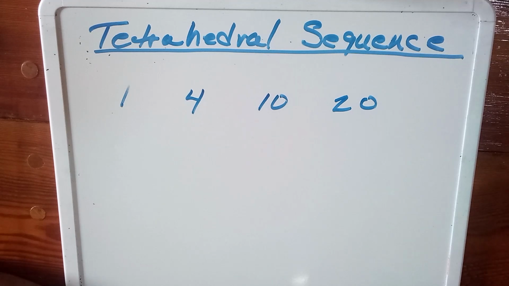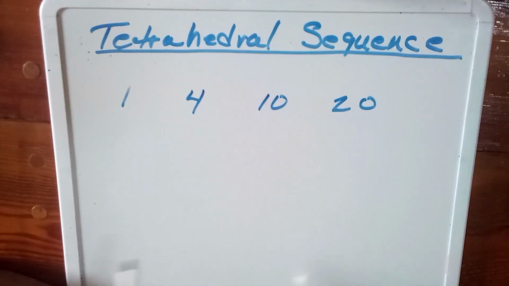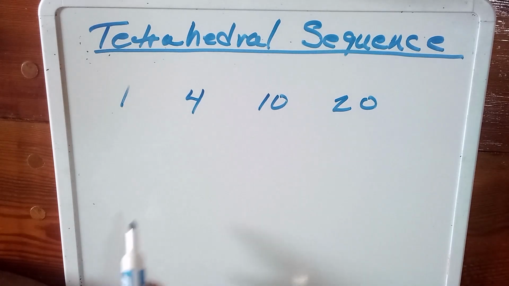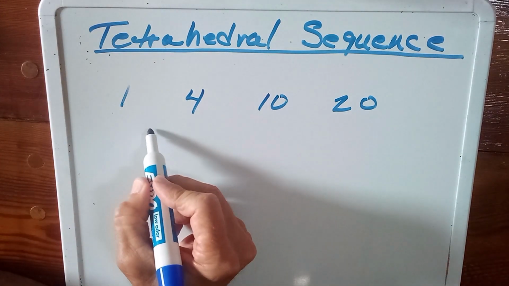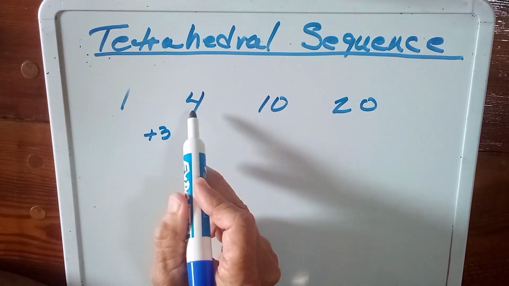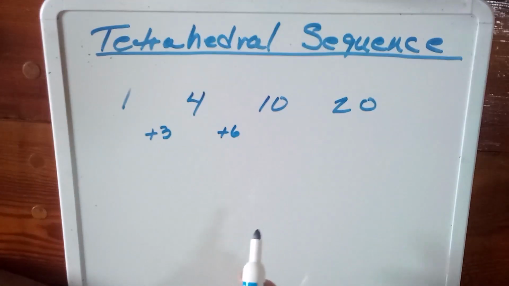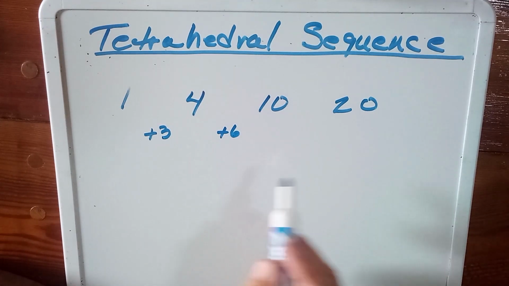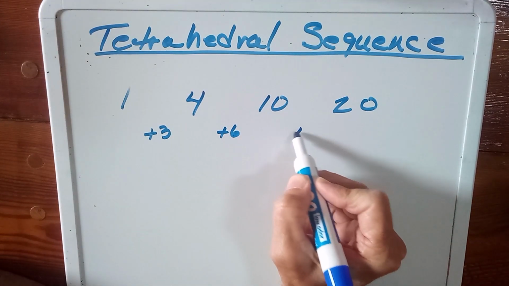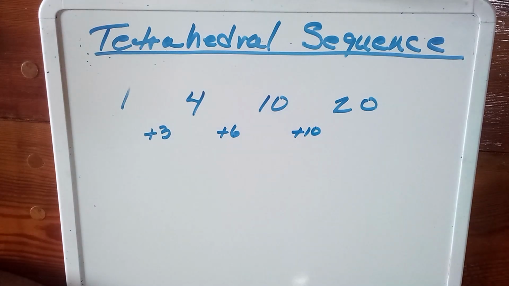And here's the question we're going to ask ourselves, and notice the spacing I've used. We want to maintain that spacing. So the next number beneath it should go in the middle of each of these. So we ask ourselves, how do we go from 1 to 4? Well, we added 3. How did we go from 4 to 10? We added 6. How do we go from 10 to 20? Well, we added 10.